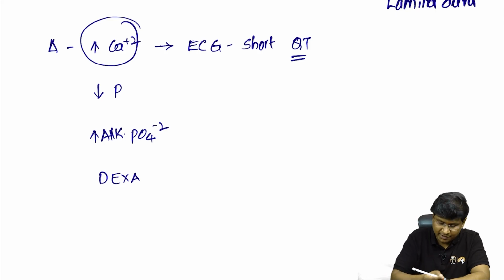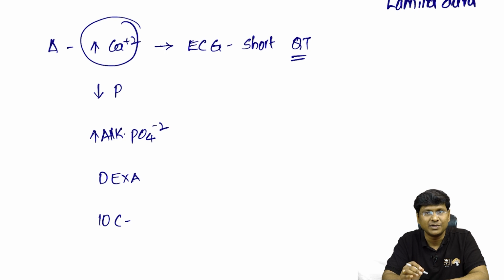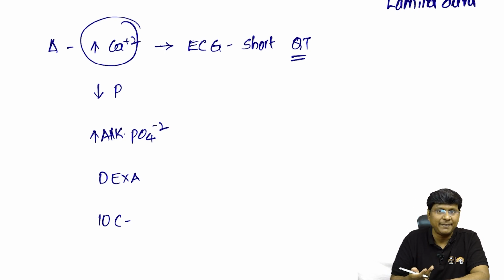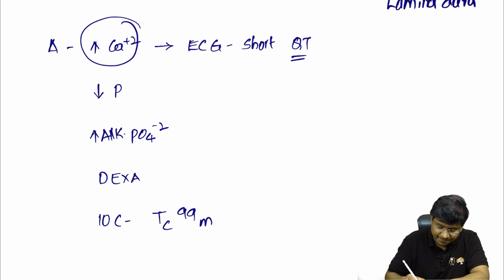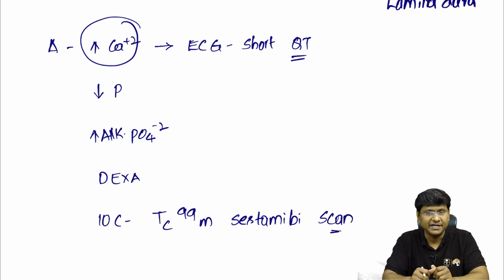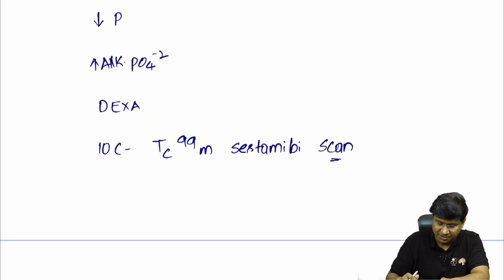The next important point is what exactly is the investigation of choice, or how will you be able to localize the parathyroid adenoma. You will be able to localize the parathyroid adenoma by doing a technetium-99m sestamibi scan, right? It is with the help of the technetium-99m sestamibi scan that you will be able to make out the presence of a solitary parathyroid adenoma, right?